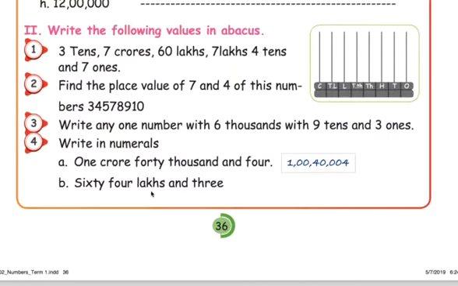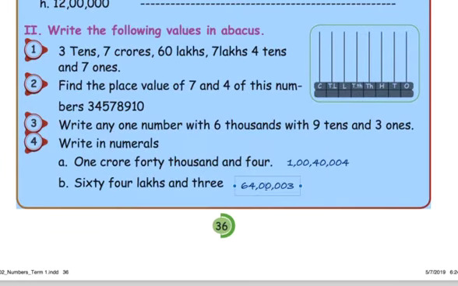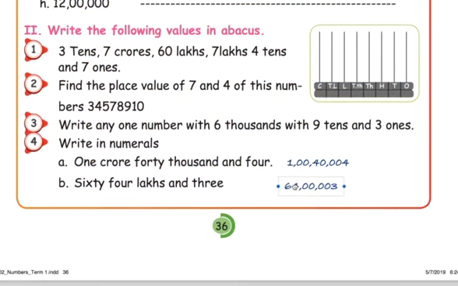64 lakh and 3, that also I will do it for you. 64 lakh and 3. So we have to start from 10 lakh. 64 lakh, 64 lakh and 3. How many zeros will come? 4 zeros will come, then 3. So this is 100 place, there put a comma. 10,000 place, put a comma. So 64,003. This is correct. Okay, let us move this one to here.